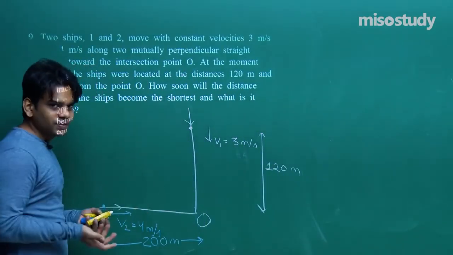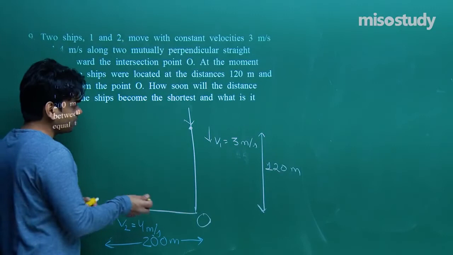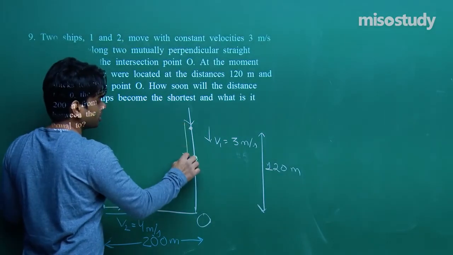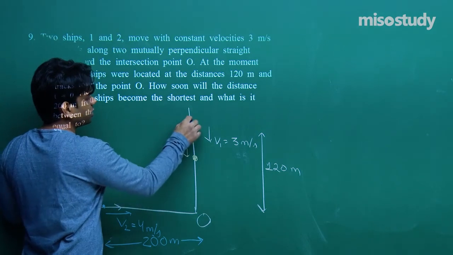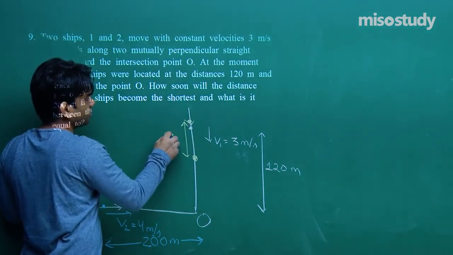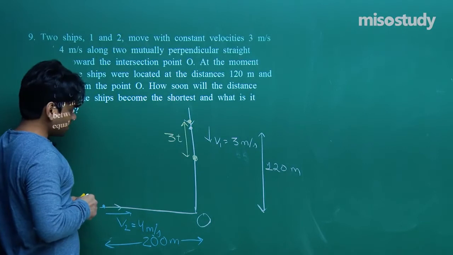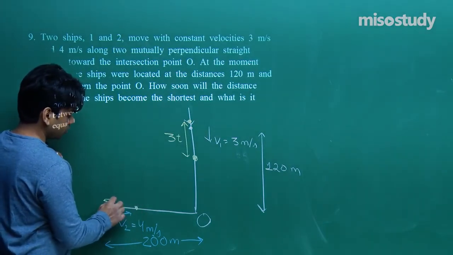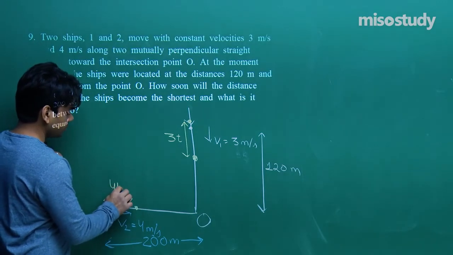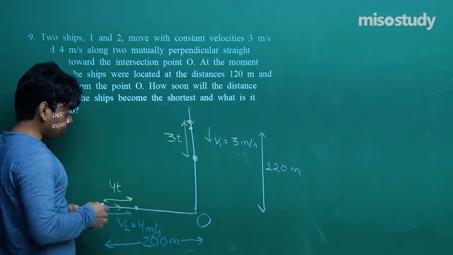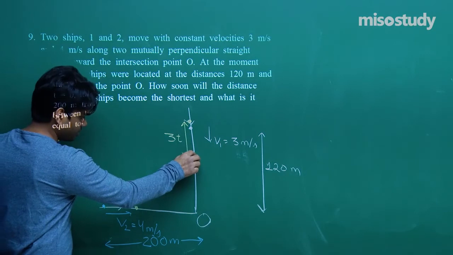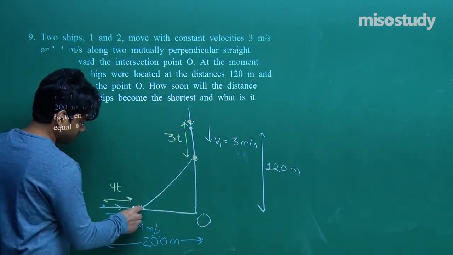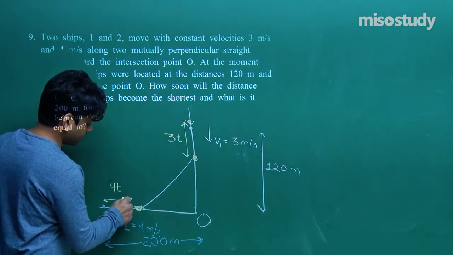Now as they travel, let's say after some time t, first ship is here. So this distance will be how much? This distance will be 3t. It started motion from here, let's say. And this distance in the same time t, it would have moved till here. This would be 4t. Now shortest distance we have to talk about. This will be the shortest distance. Let me show you that it has reached till here.